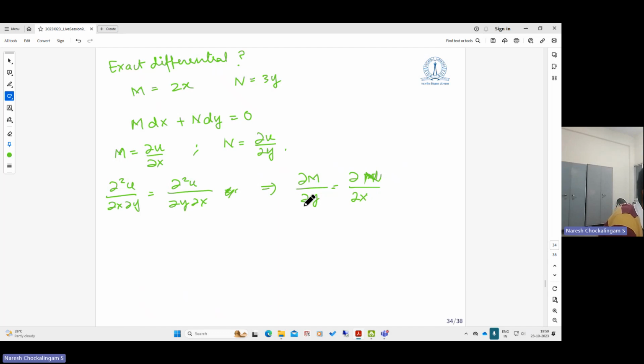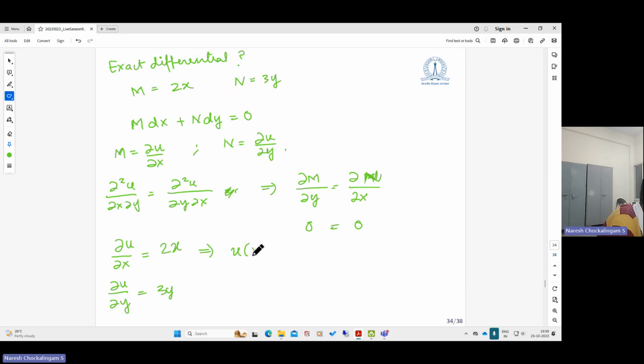Can we verify that? Yes. In this case, the y derivative of m is 0 and the x derivative of n is also 0. So this is an exact differential. So you have a function whose x derivative is 2x and whose y derivative is 3y. So this can be directly integrated.